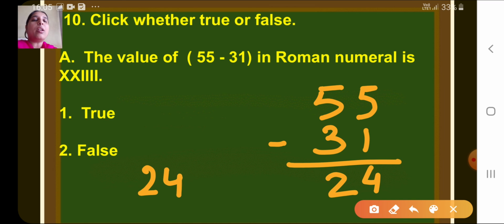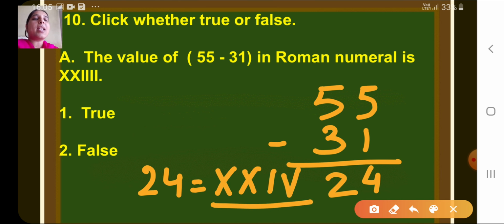Now how will we write 24 in Roman numeral? XX stands for 20, and now we have to write 4. And how do we write 4 in Roman numeral? We write IV for that. So XXIV, and what is given here? XX, and 4 times I is written. So is it correct? Is it true or false? Do we write 24 like that? No, it means this is false. So we will just click on the option false.